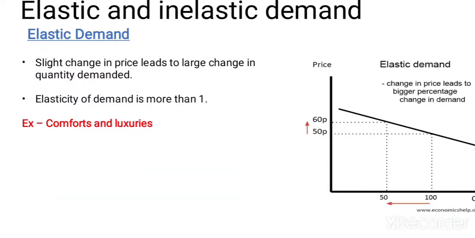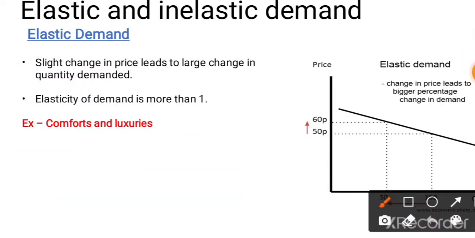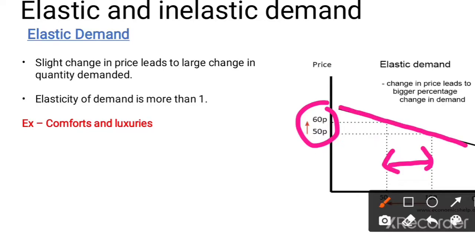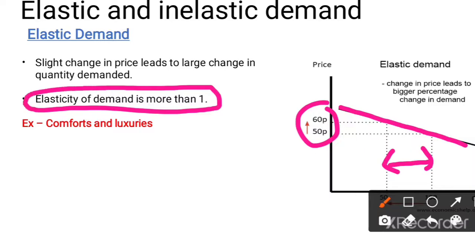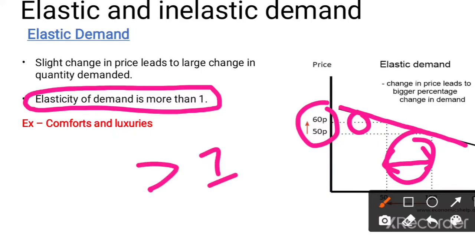In this graph you can see, students, that only a slight change in price is occurring, but there is a huge change in quantity demanded, so that's why this curve takes a flat shape. The shape of the elastic demand curve is flat, and here the elasticity of demand is more than 1, because if you divide this by this, the amount you get will be more than 1. So elastic demand means greater than 1, and the examples are comforts and luxuries.